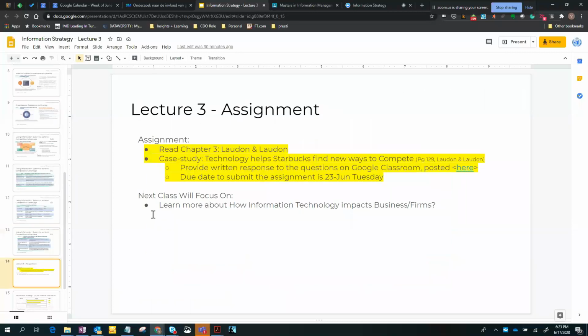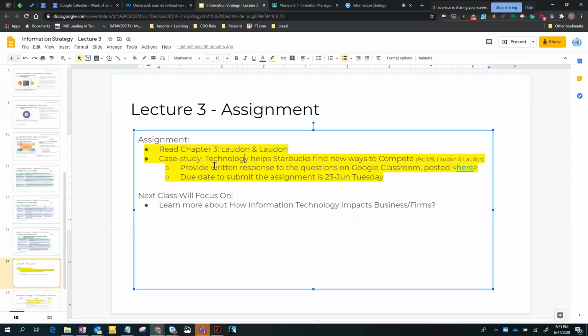And okay, now comes the assignment for this. I would like you to read chapter 3 in this book, and I also want you to look at a specific case study on page 129, which is about Starbucks.